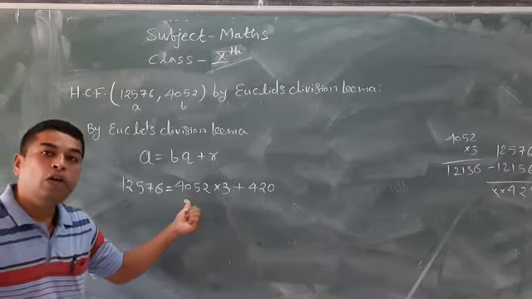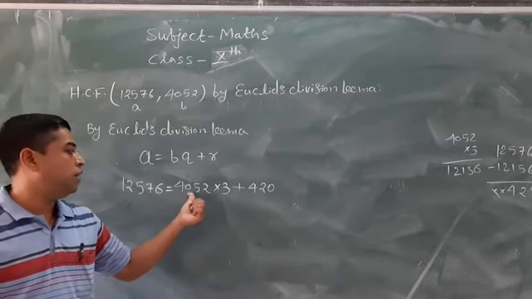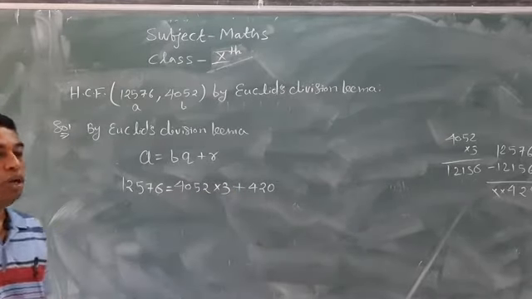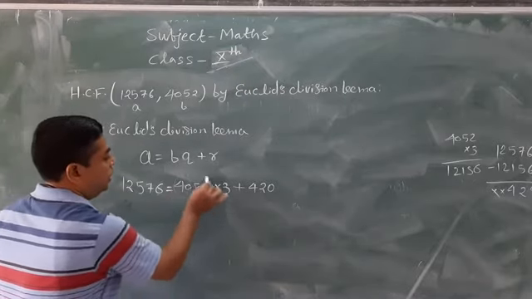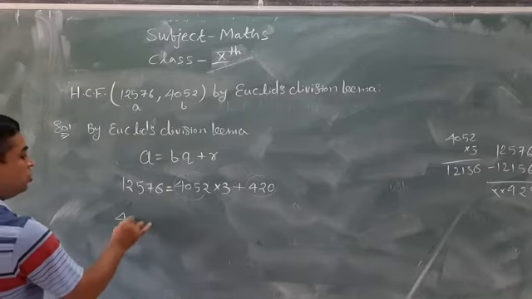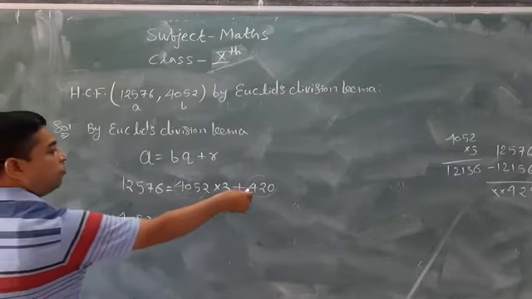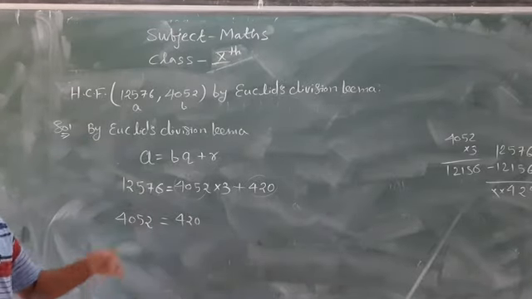12,576 by 4,052, 3 times we are dividing this number by 4,052. So we are getting the remainder 420. That is not equal to 0. So we will continue with again taking the divisor and remainder in the next step. So in the next step, 4,052 will be the value of A and 420 will be the value of B. Okay, the new value of A and B for the new step.